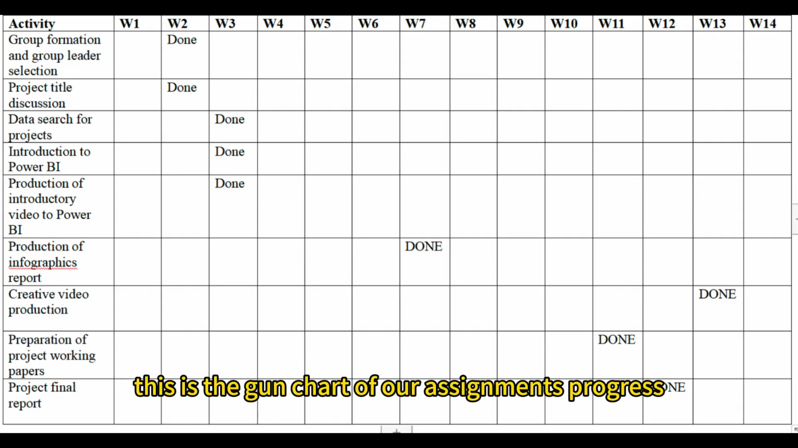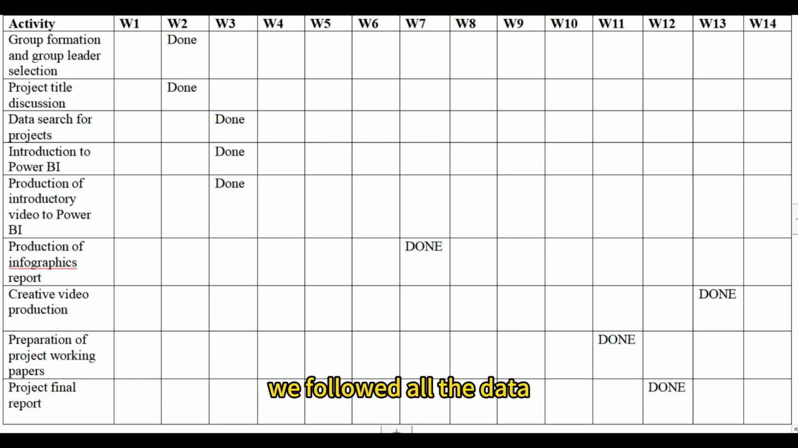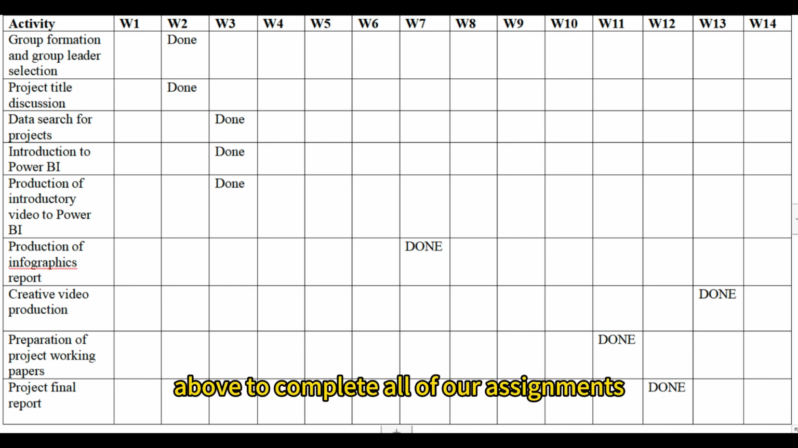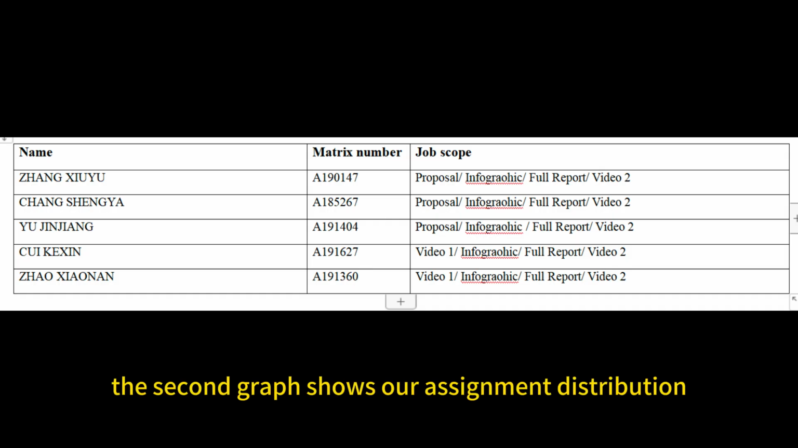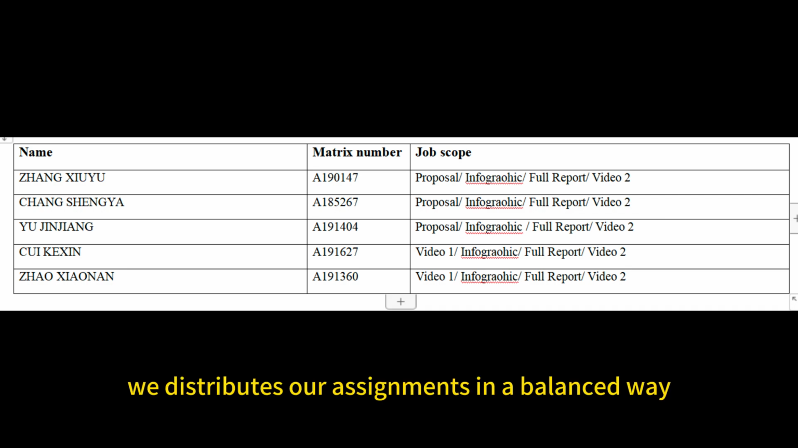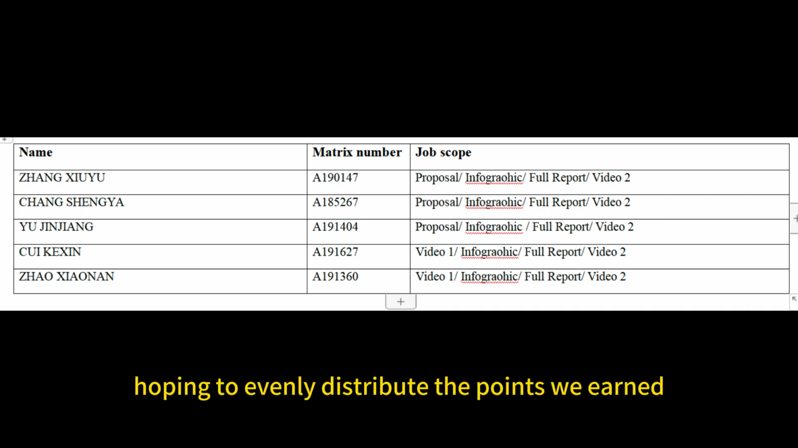This is a Gantt chart of our assignment's progress. We followed all the dates above to complete all of our assignments. The second graph shows our assignment distribution. We distribute our assignments in a balanced way, hoping to evenly distribute the points we earned.